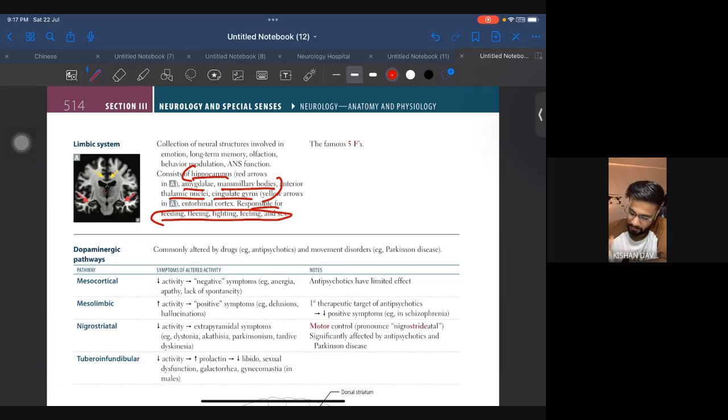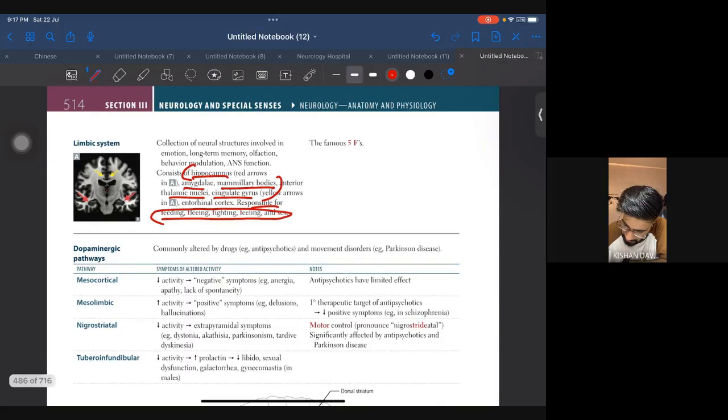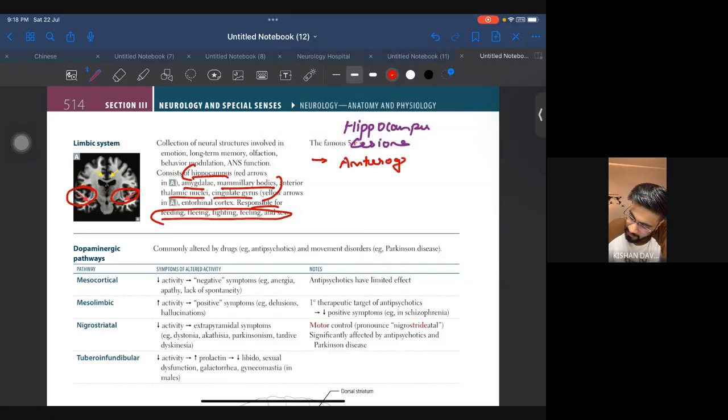Now remember this. These red arrows are very important because they will be giving you a destruction in the limbic system, and you have to identify in what part of the brain the area is damaged. So where will the hippocampus come? You should know. So this is all what is given over here. Now the extra point I want you to write down, and it's very high yield, is hippocampus lesions: anterograde amnesia.